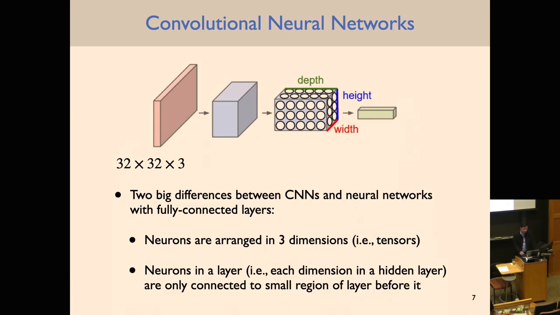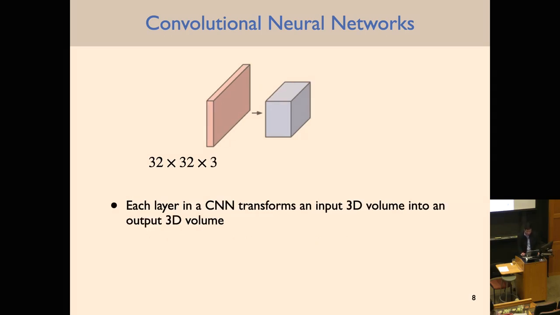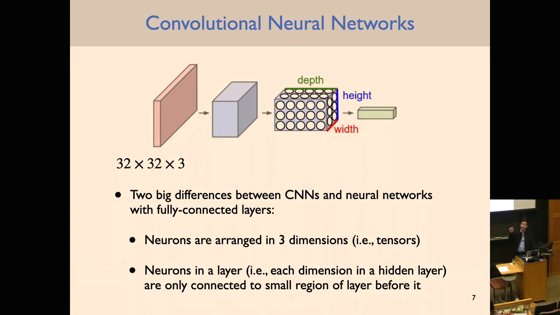The second really major difference is that neurons in a given layer, and when I say neuron again, I mean each dimension of a hidden representation, only depend on a small number of previous dimensions in the previous layer. I'll get into the details in just a bit, but those are the 2 main distinctions. With the fully connected layer, each dimension of a hidden representation depends on all the other dimensions of the previous layer. With CNNs, that dependence is going to be much more sparse.